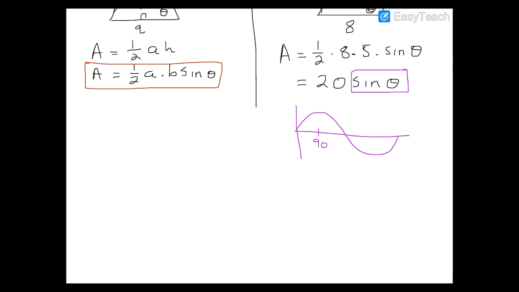Okay, now we can see that the maximum area of this triangle will be achieved if theta is equal to 90. But if theta is equal to 90, what is sine theta? If theta is equal to 90, then sine theta is equal to 1. So the maximum area of this triangle will be equal to 20. And that happens when theta is equal to 90 degrees. So that's the maximum.